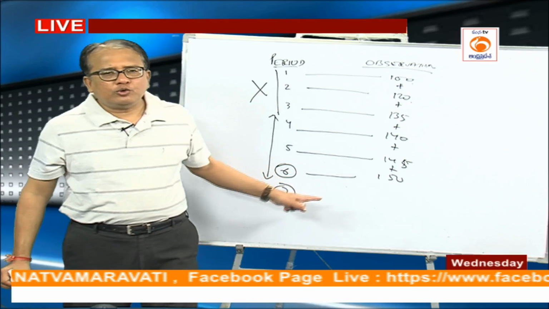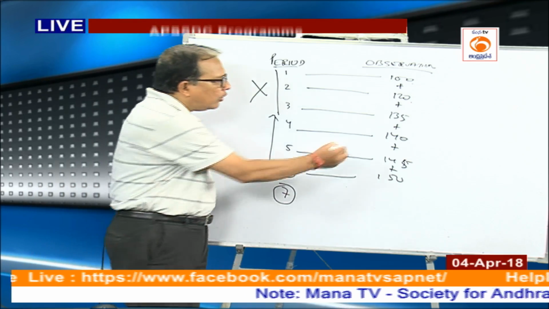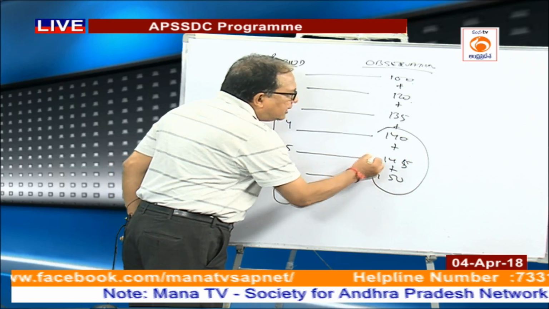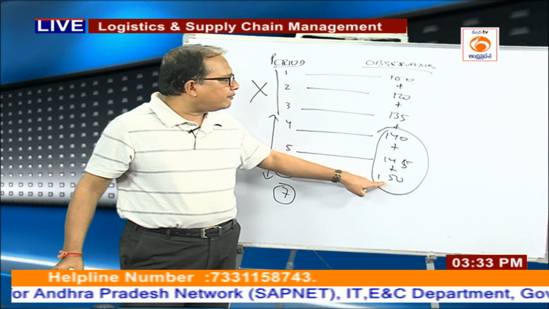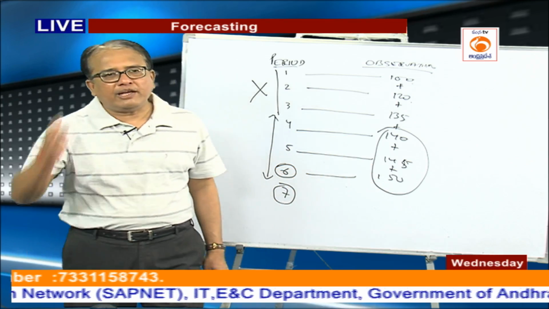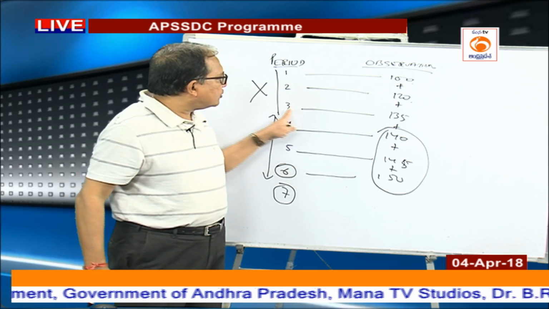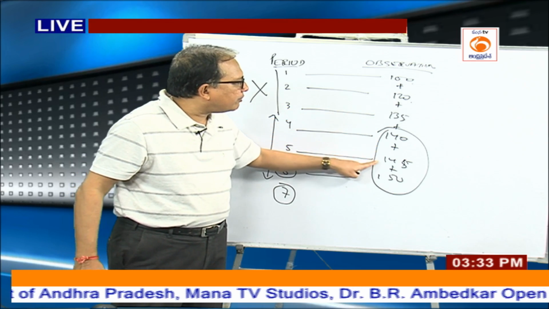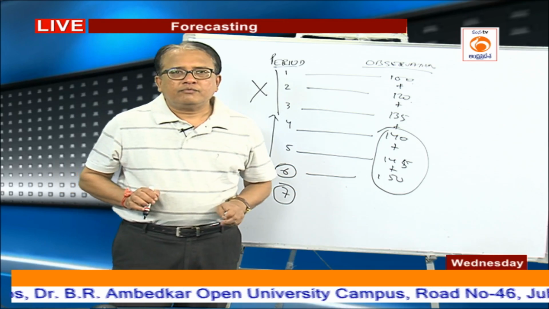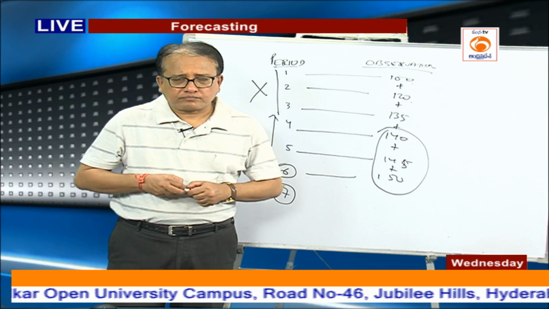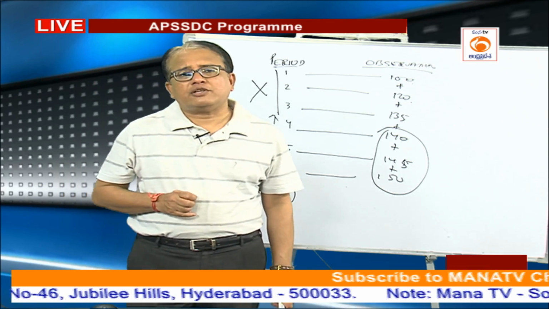So, what they will do? They will apply simple moving average. That means, they will only take these 3 observations. They will add 140 plus 145 plus 150 and divide it by 3. If they decide to take 4 periods, they will take 135 plus 140 plus 145 plus 150 divided by 4. So, it depends upon what is the period of moving average they would like to take.